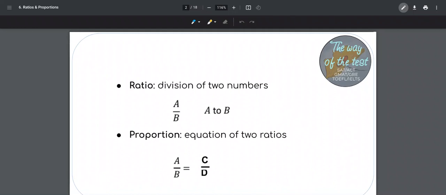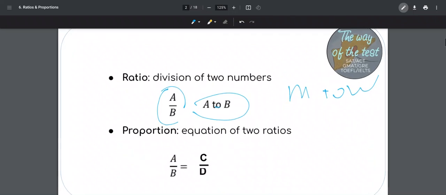That's it. Now, how do we represent this? Usually we represent it as a fraction or using the word "to", which means when I say the ratio of men to women, and I ask how do I find the ratio of men to women? Well, I typically just divide the number of men over the number of women, and that gives you my ratio.